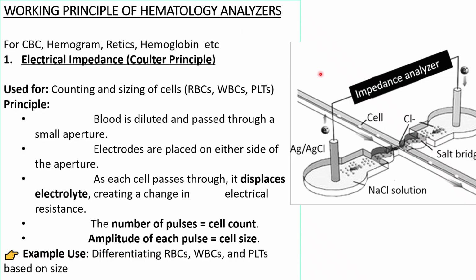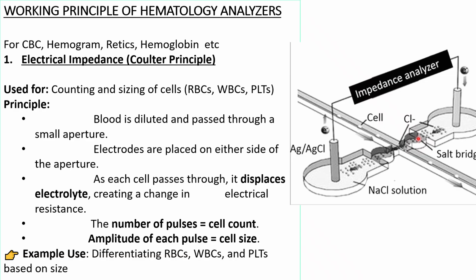The diluted blood is passed through a small aperture. There are electrodes that are placed on either side of the aperture. As a cell passes through this aperture, it displaces the electrolyte, creating an electrical resistance, which is recorded as the pulse. And each pulse corresponds to the cell count.